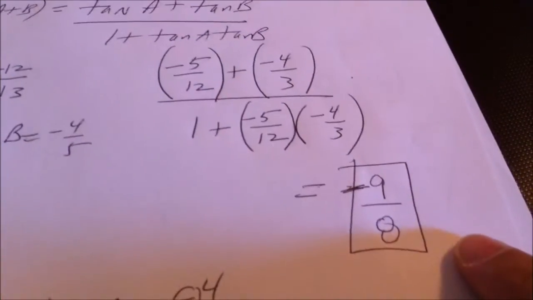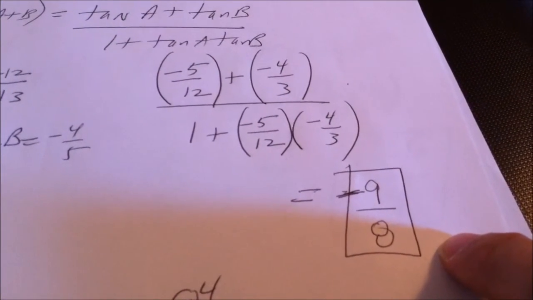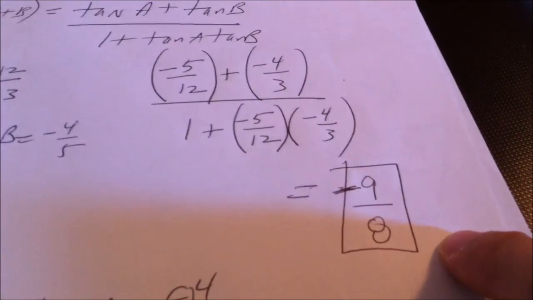You type that into your calculator. If you use your fraction feature, it will turn the fraction right away to negative 9 over 8. If you didn't use the fraction feature, which I don't recommend, you should be using the fraction feature, then you would have had a decimal and had to convert it.